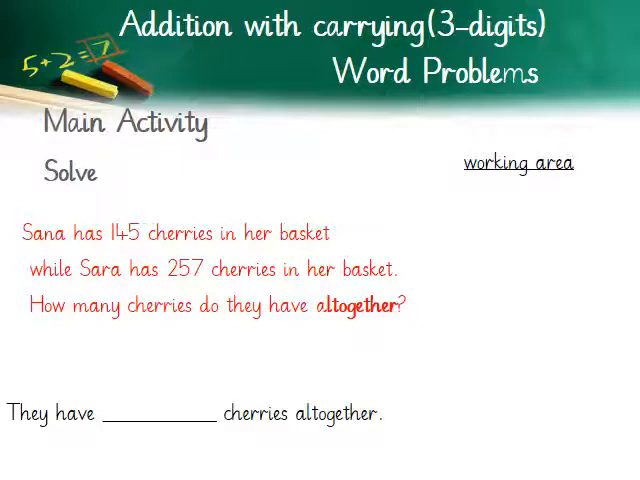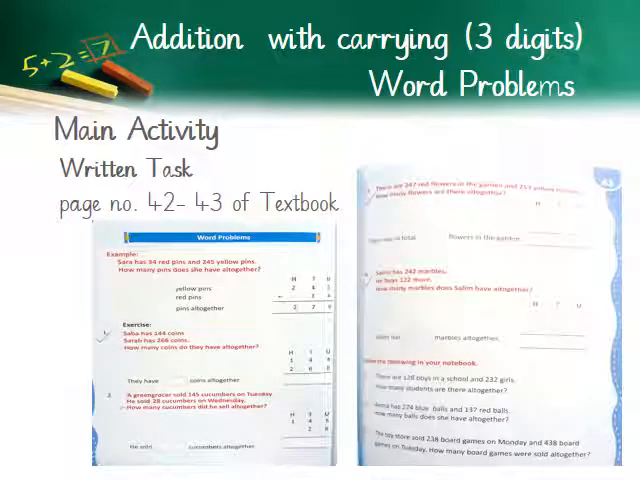Yes, the sum is always made within the working area. So start with the working of the given question. Two numbers are given to you. Make two statements and then make a sum with the help of these numbers, 145 and 257. Yes, what's the sum of these two numbers? Yes, 402. They have 402 cherries altogether. Correct answer. Well, I hope the concept of word problems is quite clear to you and you can do the given task independently. This is page number 42 and 43 of the mathematics textbook.